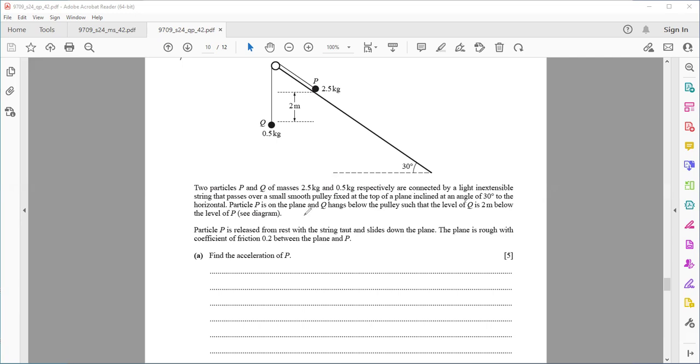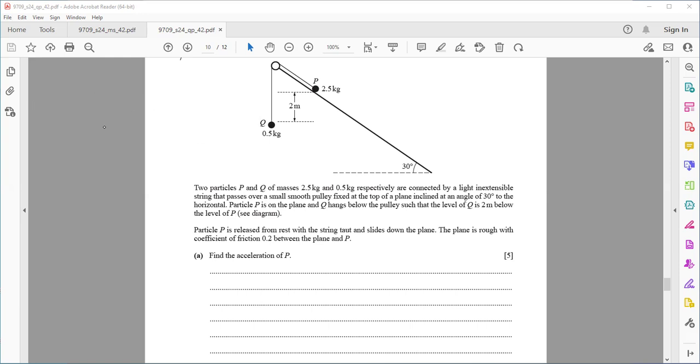The string passes over a smooth pulley fixed at the top of the plane, inclined at an angle of 30 degrees to the horizontal. P is on the plane and Q hangs below the pulley. Q is 2 meters below the pulley. Released from rest, we have to find the acceleration of the particle. The second sentence is very important over here.